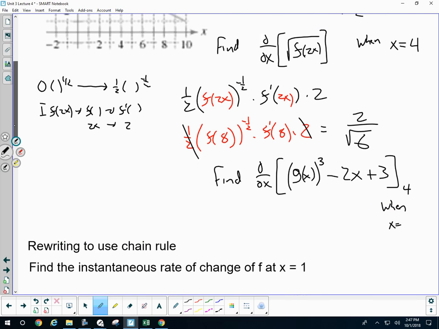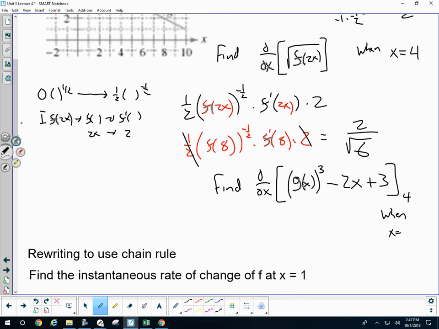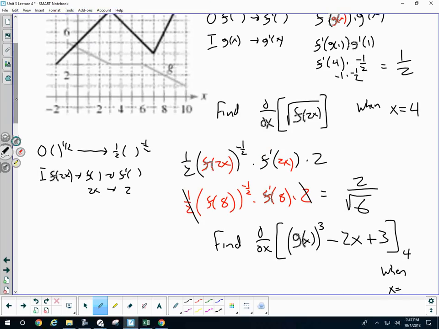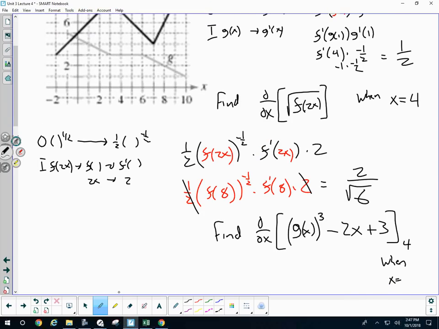Final example, and then I'll do some more after class.